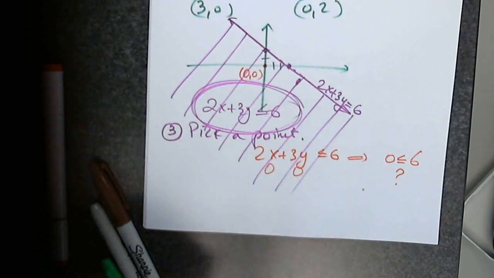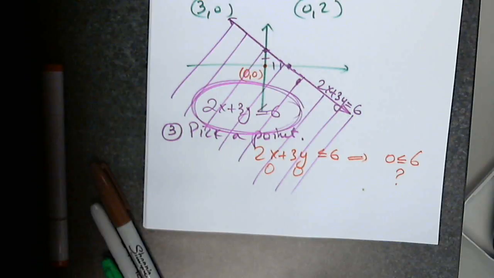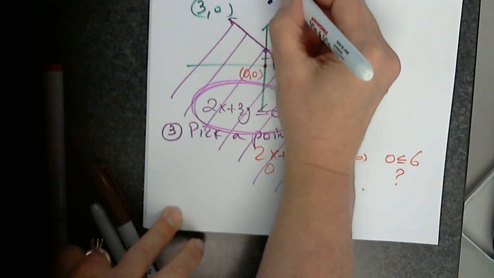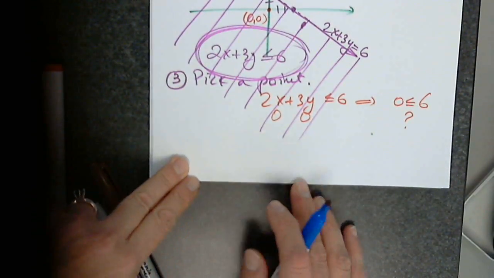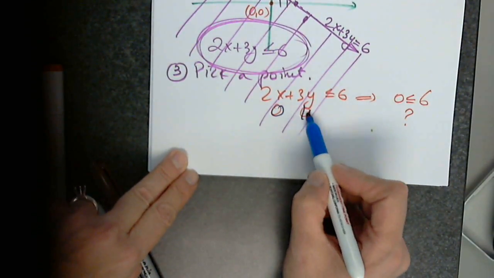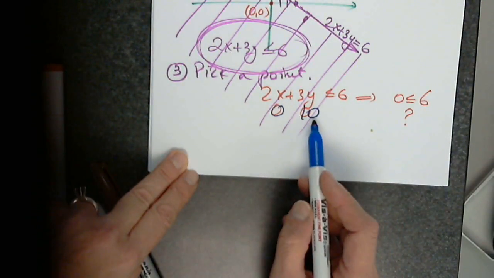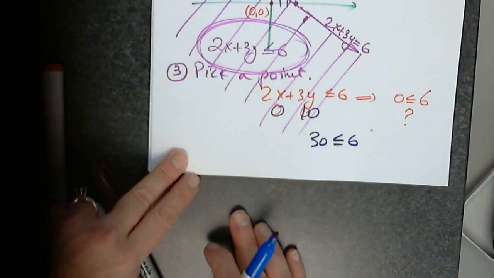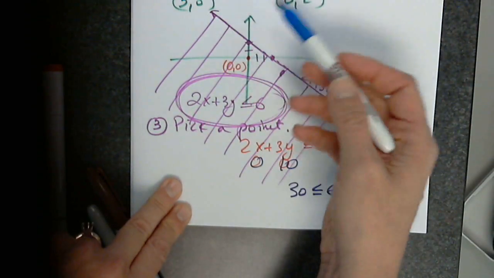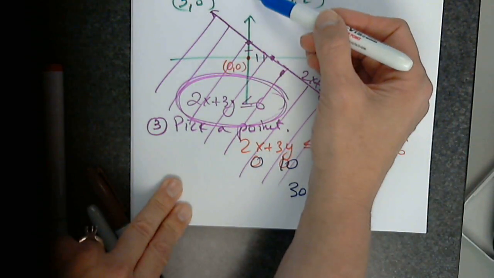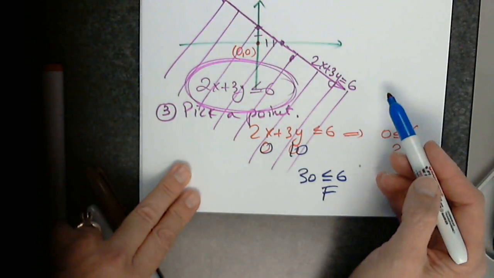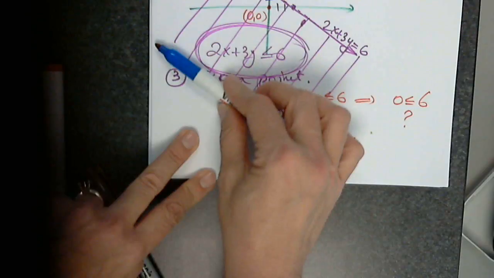You can say, I don't want to pick 0, 0. Then you want to work harder if you don't pick 0, 0. Let's say you want to pick this point, which is 0, 10. That's fine. So you plug it in, 0 and 10. So you have 3 times 10 is 30. Is 30 less than or equal to 6? No, so you cannot shade in this. Because if this point makes it into a false statement, all other points will. So you have to shade in the opposite.